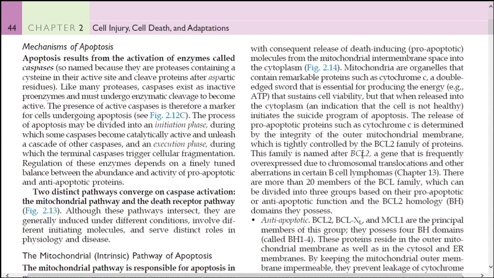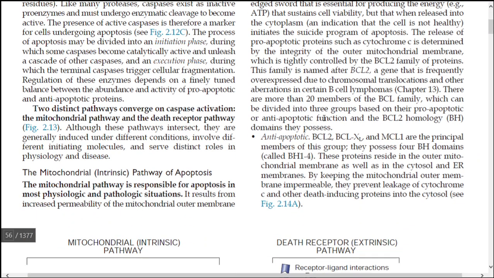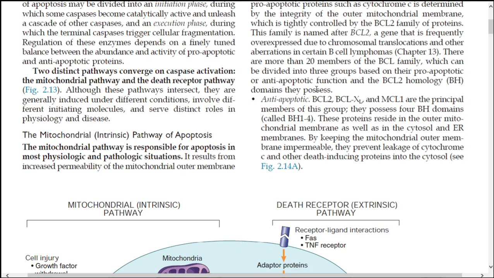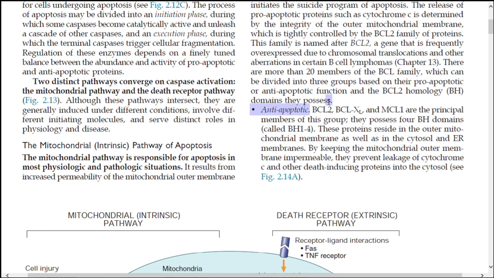The family is named after BCL2. BCL2 is a gene that is frequently overexpressed, and if this is a viva question, it is frequently overexpressed due to chromosomal translocations and other aberrations in B cell lymphomas. There are more than 20 members of this BCL family, which can be divided into 3 groups based on function. First we'll see the anti-apoptotic group. It includes BCL2, BCLXL, and MCL1, the principal members of this group. They have 4 BH domains and hence are called BH1-4.